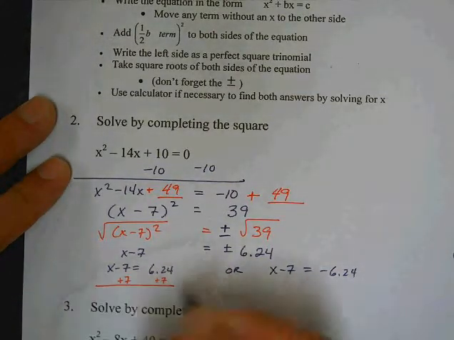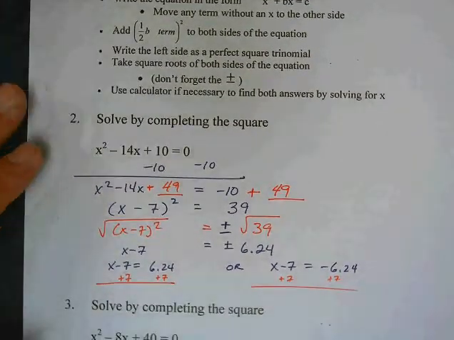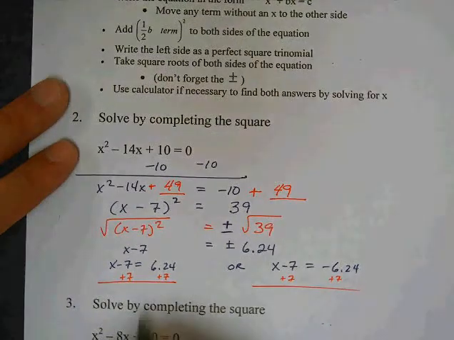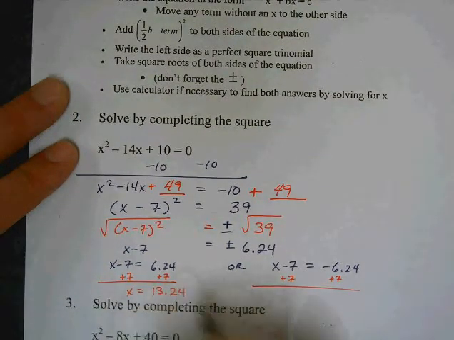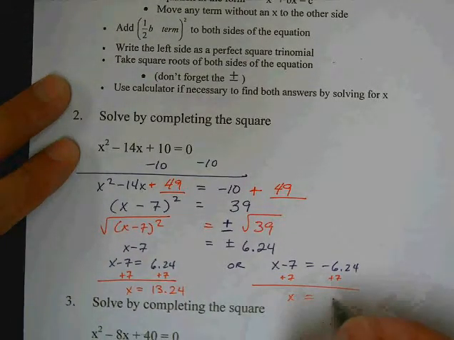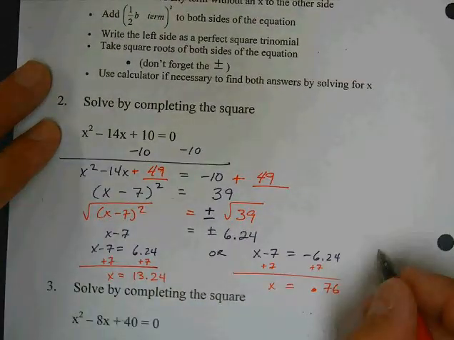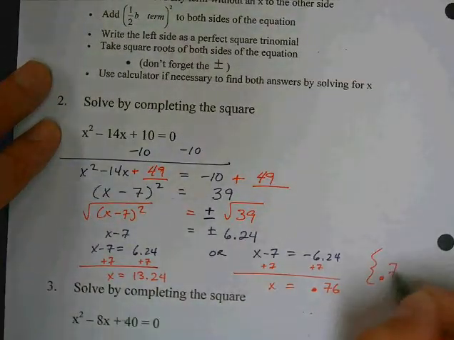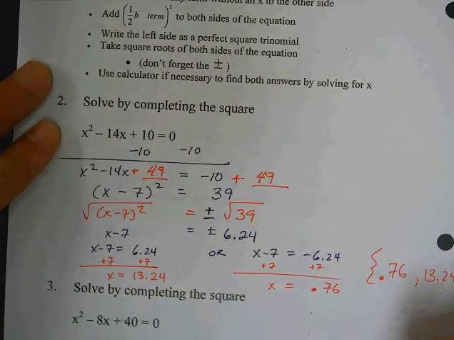Ladies, give me the left. Gentlemen, give me the right. Ladies, Jess? I like that. Gentlemen? 0.76. All right, so let's write our answers. 0.76, comma, 13.24.